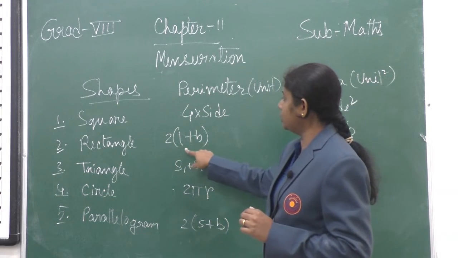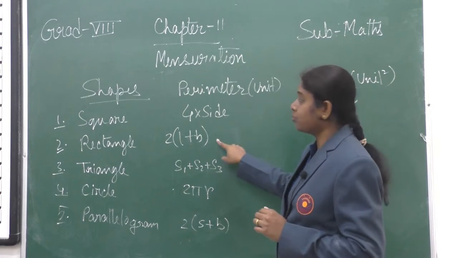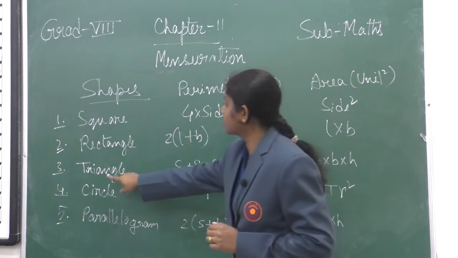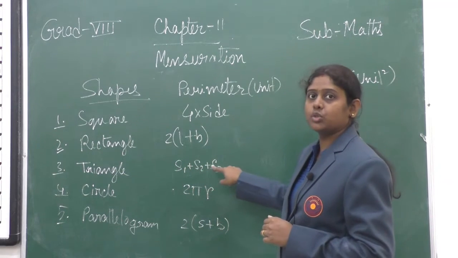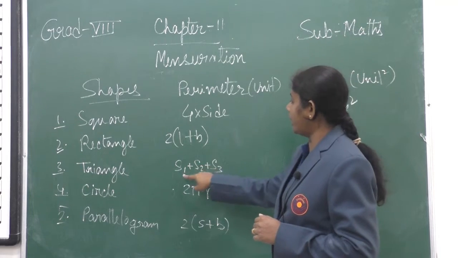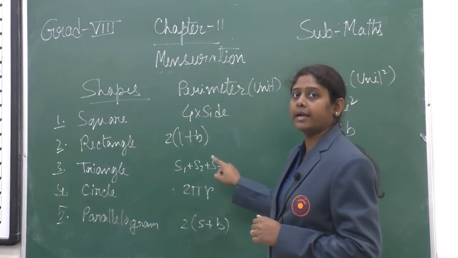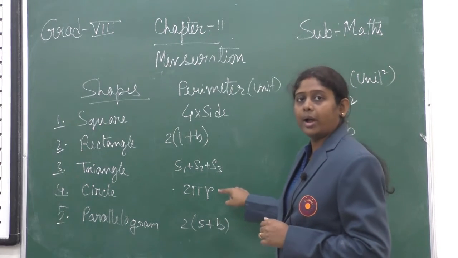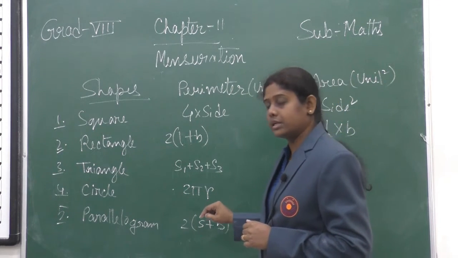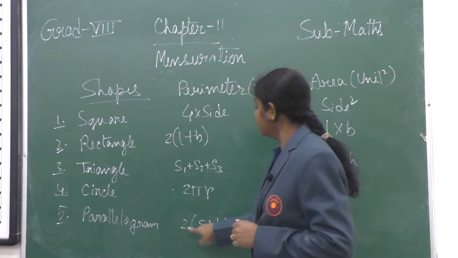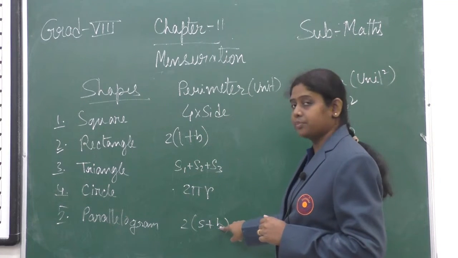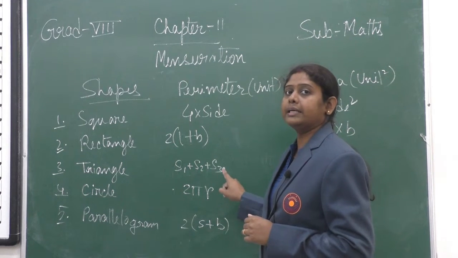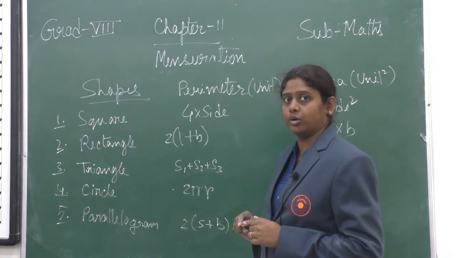Rectangle: 2 into (L plus B) unit, where L is the length and B is the breadth of the rectangle. Triangle: S1 plus S2 plus S3 unit, where S1, S2, S3 are the sides of the triangle. Circle: 2 pi r unit, where r is the radius of the circle. Parallelogram: 2 into (S plus B) unit, where S is the side and B is the base of the parallelogram.